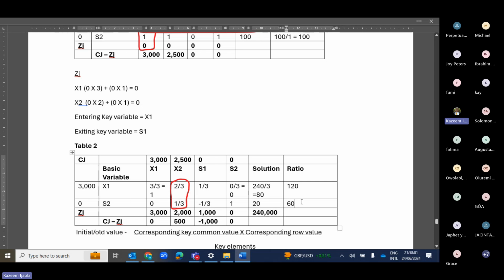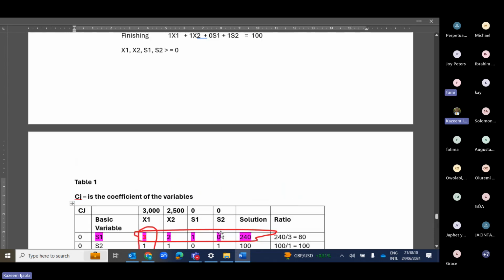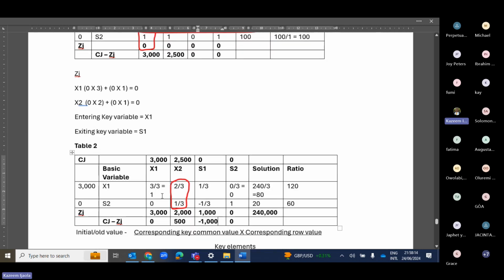The one that is the lowest is your exiting, right? Then the one that is the higher, you will keep. So from here now, 60 is the lowest. So we have to remove 60. 60 is the exiting. So just watch me. Like this. So let's go.